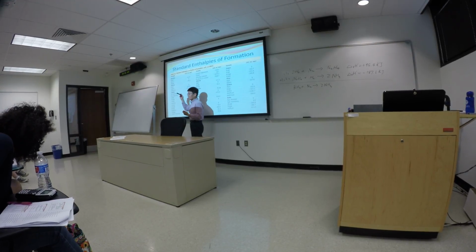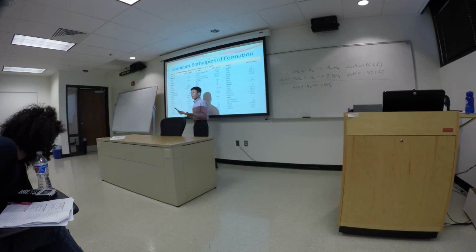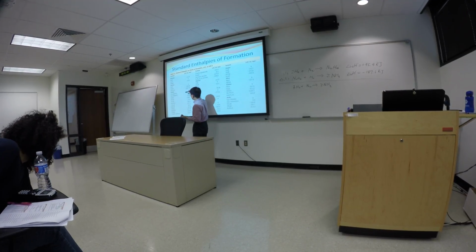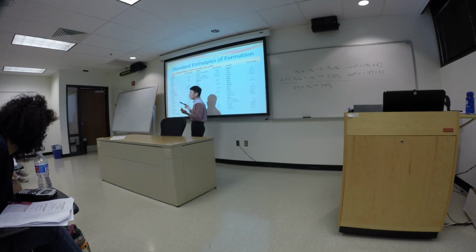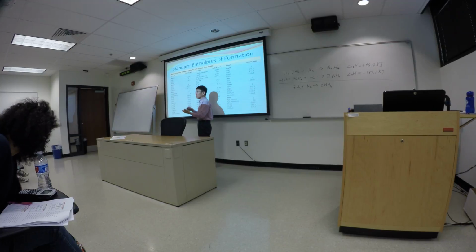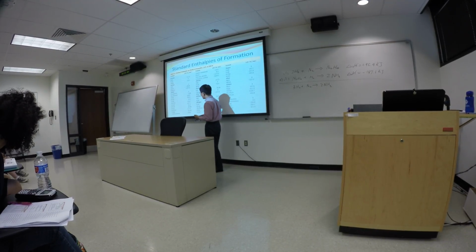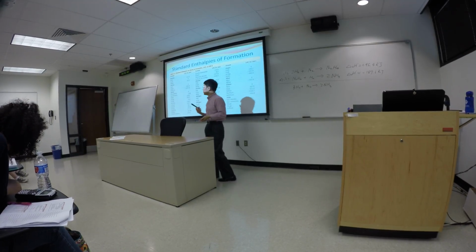For O2, the molar enthalpy of formation will be 0. Calcium is a metal, so 0. And then graphite, the most stable form of carbon, is 0. But if you convert graphite into diamond, the enthalpy of formation is 1.88 kilojoules per mole.